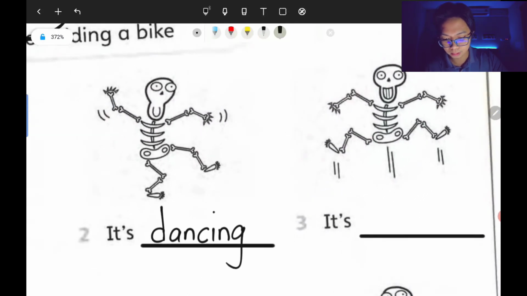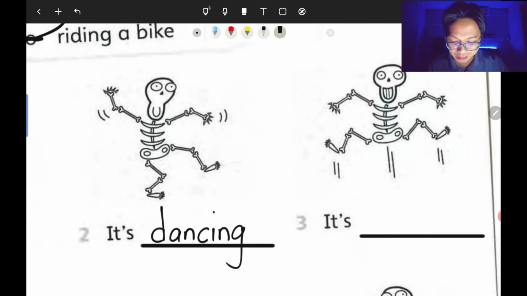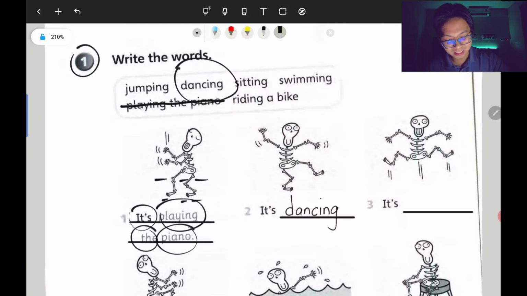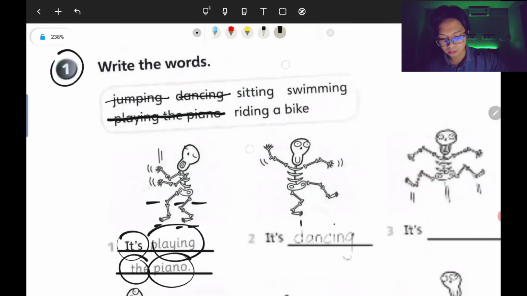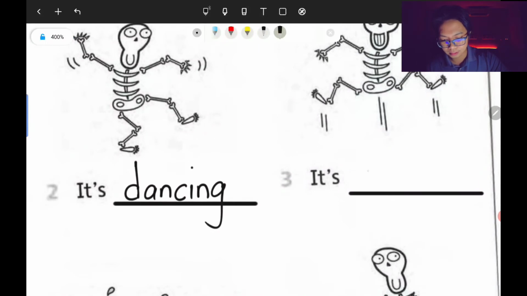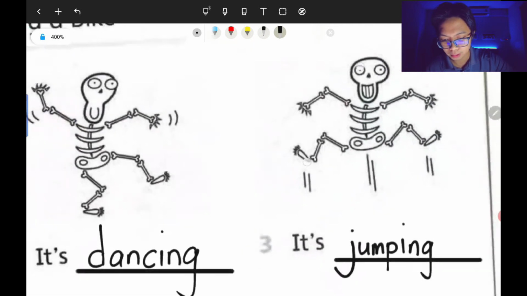Dia apa dia buat nih? This is the effect. Okay, point. What is that? It's jumping. Okay, let's cancel out this one first. Jumping. Melompat. Okay, let's write down the answer. J like this. U M P I N G. Jumping. Melompat.